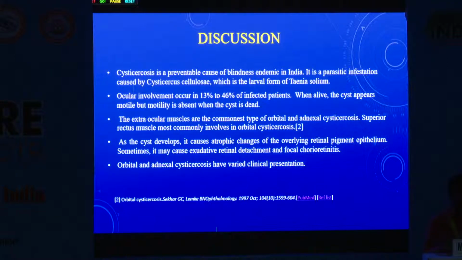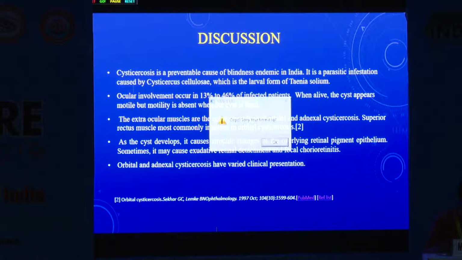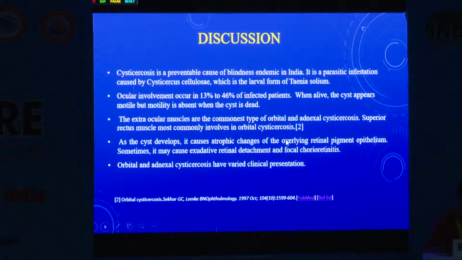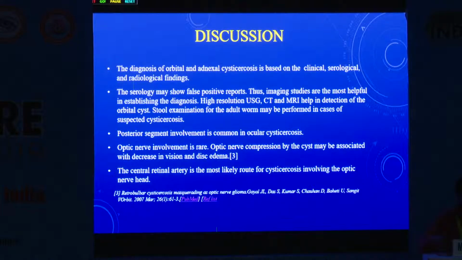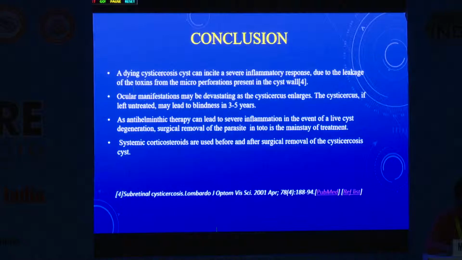Discussion: cysticercosis is a preventable cause of blindness. It is endemic in India. It is a parasitic infection caused by Cysticercus cellulosae, which is the larval form of Taenia solium. The extraocular muscles are the commonest site of orbital and adnexal cysticercosis. Superior rectus muscle is most commonly involved. Diagnosis of orbital and adnexal cysticercosis is based on clinical, serological, and radiological findings. Systemic corticosteroids are used before and after surgical removal of the cyst.